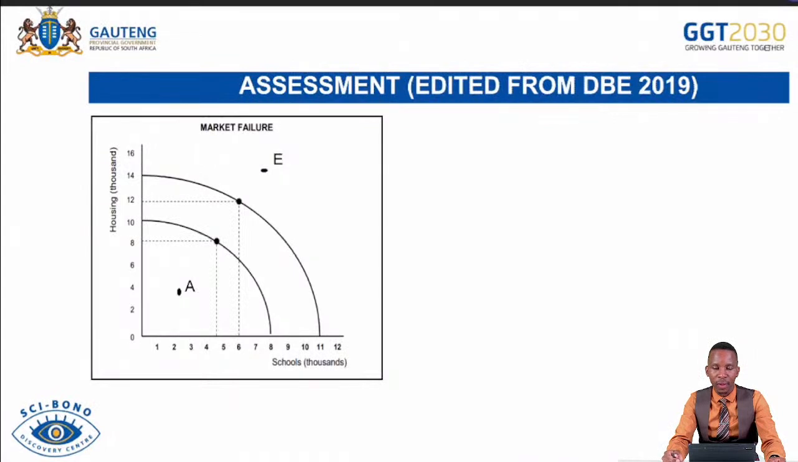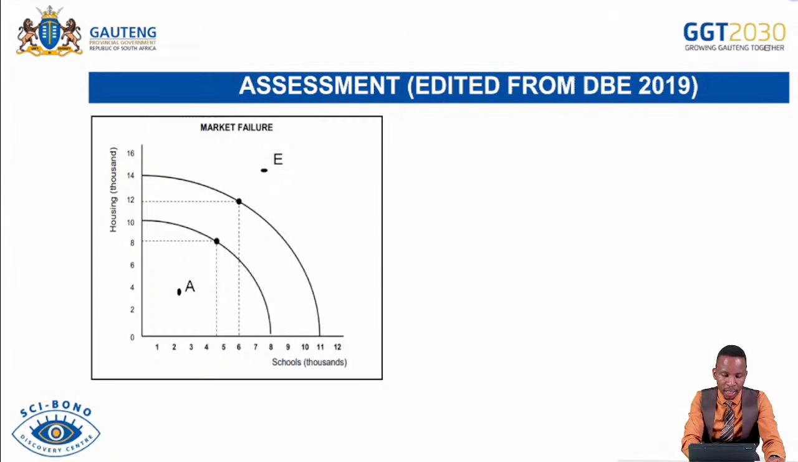So this is the assessment on our PPC. You were given the graph here. It was extracted from DBE 2019. So it is edited. Not all questions that were there are exactly the same, so it's been edited. We have our PPC here. You can see there is a point inside the PPC, and then we have points along the PPC and the point outside the PPC. So we focus mainly on this original PPC.